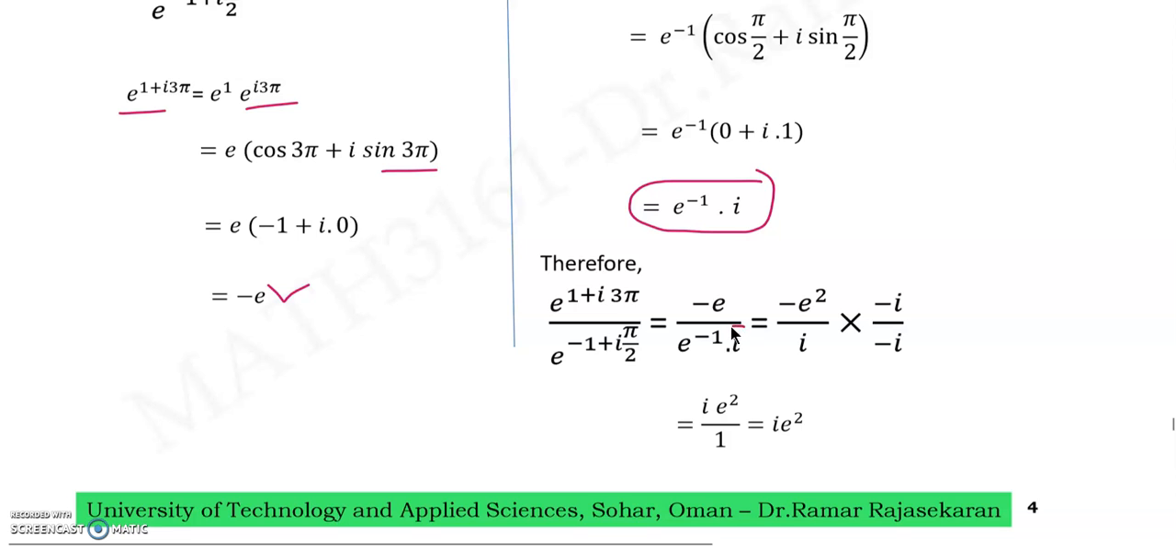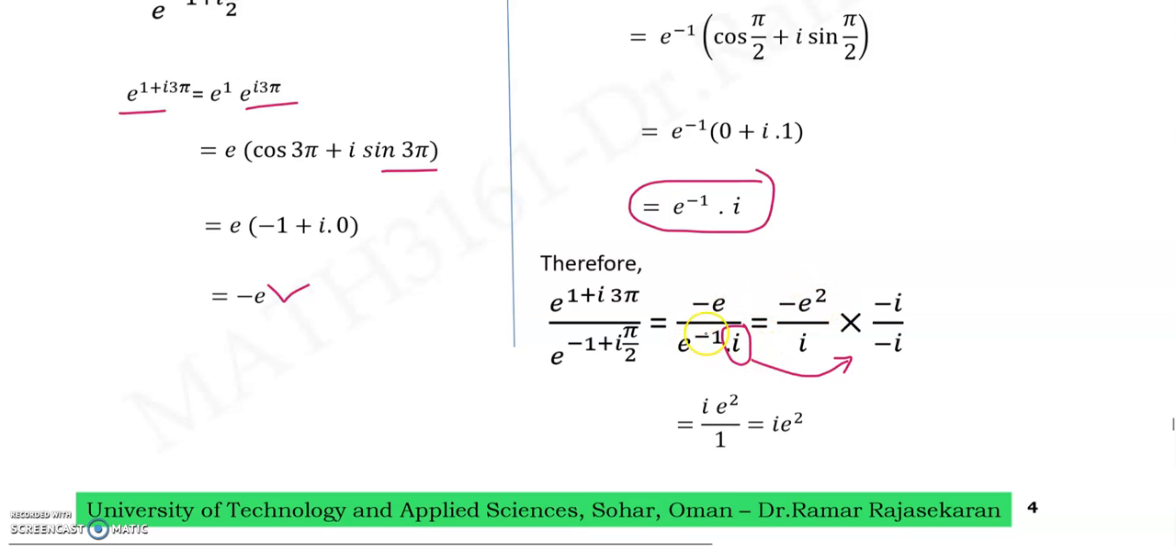Whenever you have any complex number in the denominator, you have to take the conjugate of this and multiply. We have seen this in the first week. What is the conjugate of i? That is minus i. So multiply minus i in the denominator and numerator, and then keep the remaining same. So here minus, this minus. How does e become e squared?